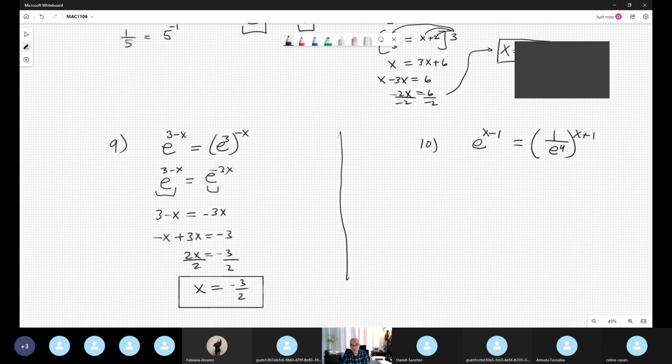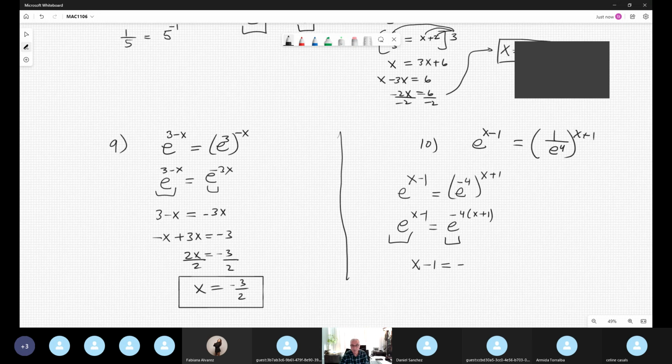Likewise, number 10 is easier. You copy e to the x minus 1. Oh, reciprocal. And reciprocal in my mind is associated with the negative exponent. This is e to the minus 4, times x plus 1. Now multiplication: negative 4 times x plus 1 is a binomial, so minus 4 times x plus 1. Okay, one more time we have two exponentials. The base is the same, e. Now the exponent x minus 1 equals minus 4 times x plus 1.